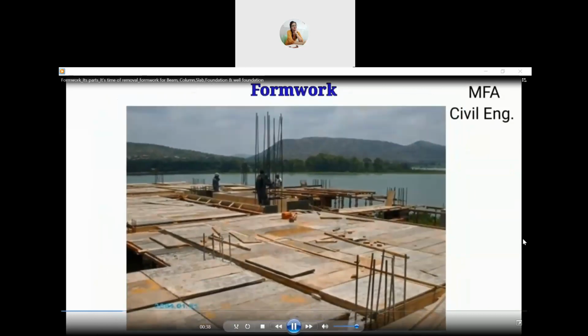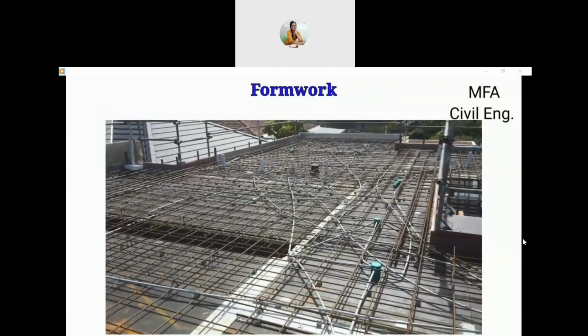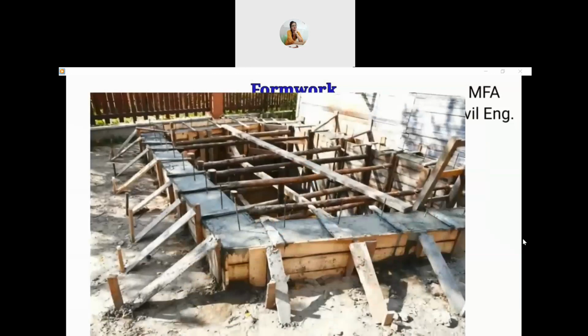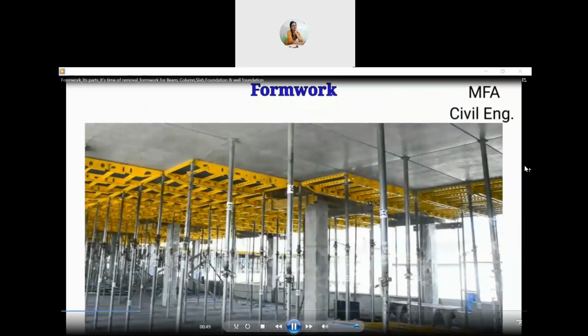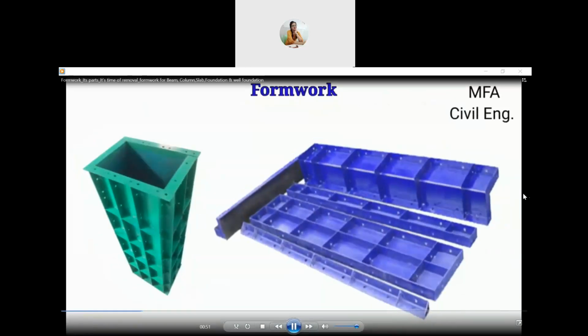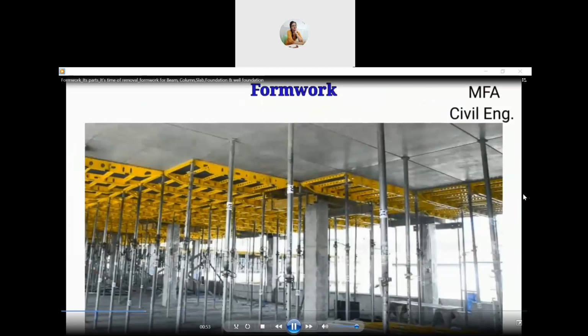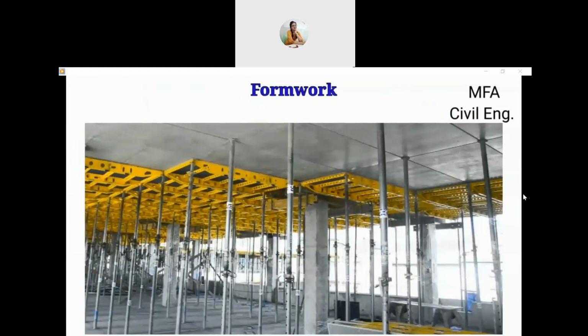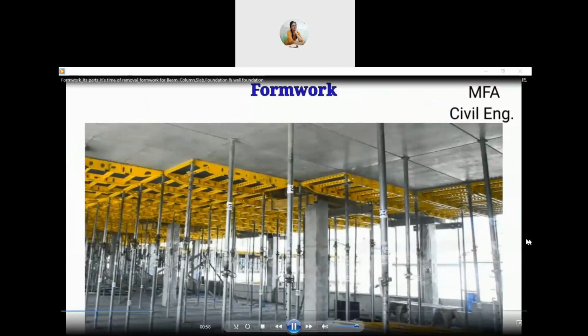Formwork is generally made from inexpensive timber planks. These are joined to form a required mold for the slab, beam, column, and the foundation. Steel formwork is used in the form of plates, which can be bolted together to form a mold of different shapes and sizes according to the dimension of the structure's member.